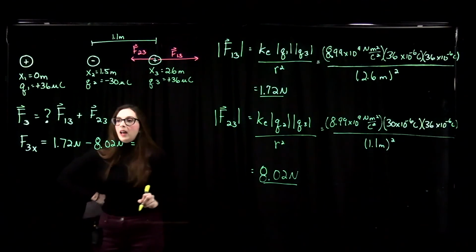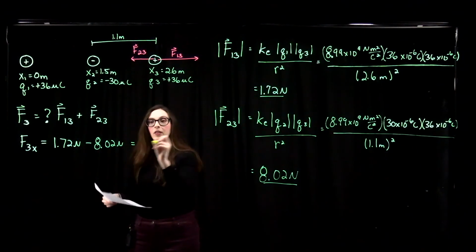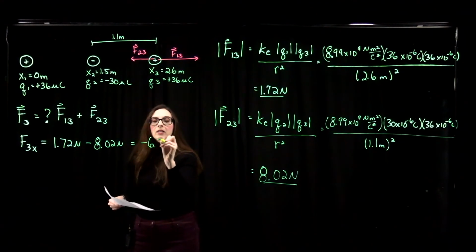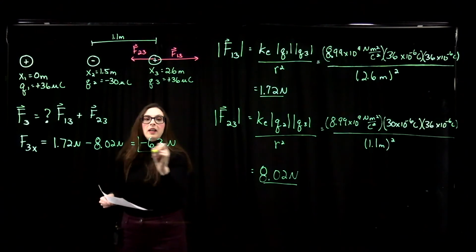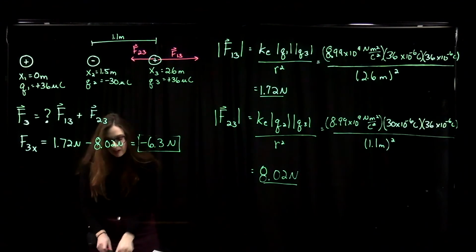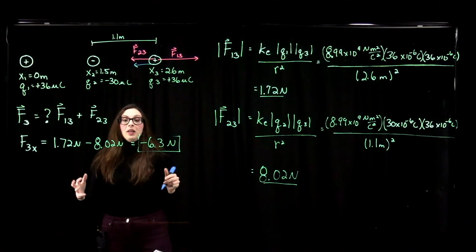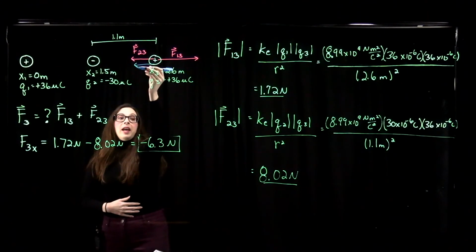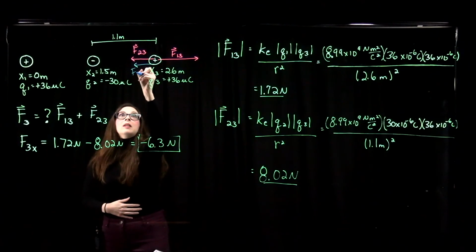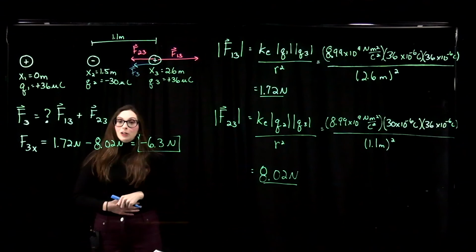because the force that charge 2 is exerting on charge 3 is negative, is pointing off to the left. So my net force then is going to be negative 6.3 newtons in the negative x direction. If I were going to label that force in here, the net force acting on charge 3 then is going to be pointing off in the negative x direction, and that's going to have a magnitude of 6.3 newtons.